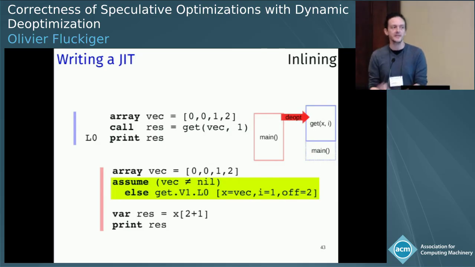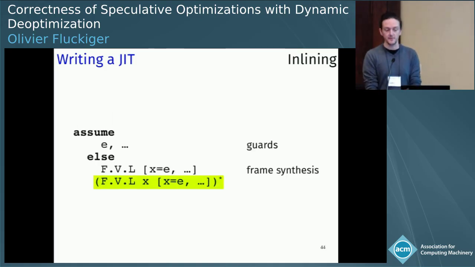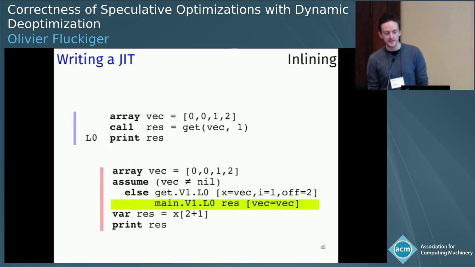So what we need to do in that case is reconstruct that stack frame to be able to return to. This is the third part of the assume instruction that I haven't shown you before. It basically says when I deoptimize, I can synthesize an arbitrary list of stack frames. Let me show you in the example how this looks. Here I need to synthesize a stack frame that returns to label 0, which is right after the call in main.